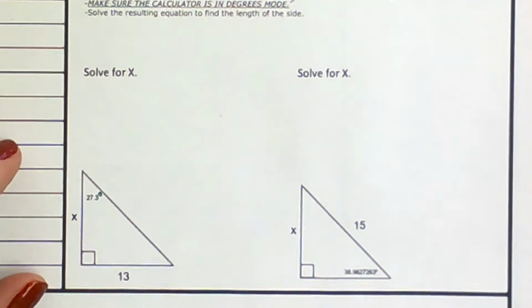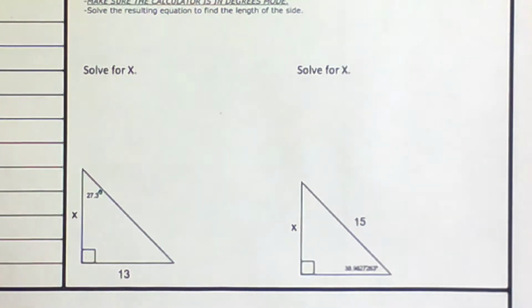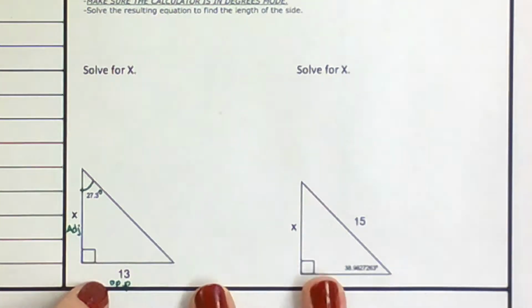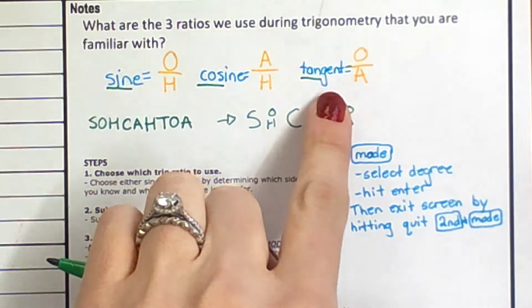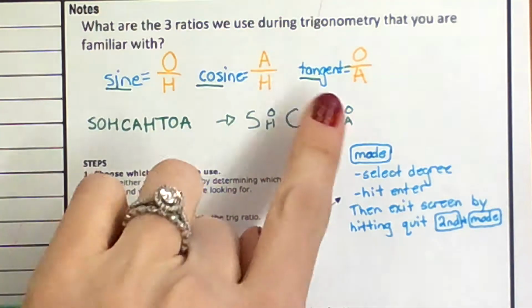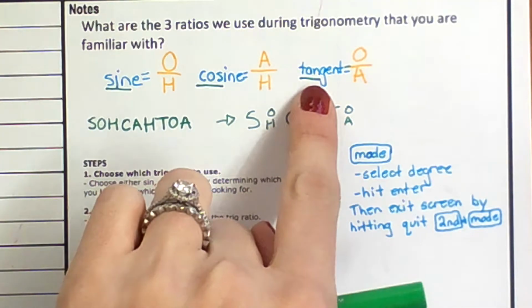Okay, so let me show you one example problem real quick. It says solve for x. Right here we have 27.3 degrees, and then this is going to be my opposite side and my adjacent side. When we think about adjacent and opposite, we need to go back up to the top and say, which one of these are we using? Opposite and adjacent, so we are going to call this tangent.